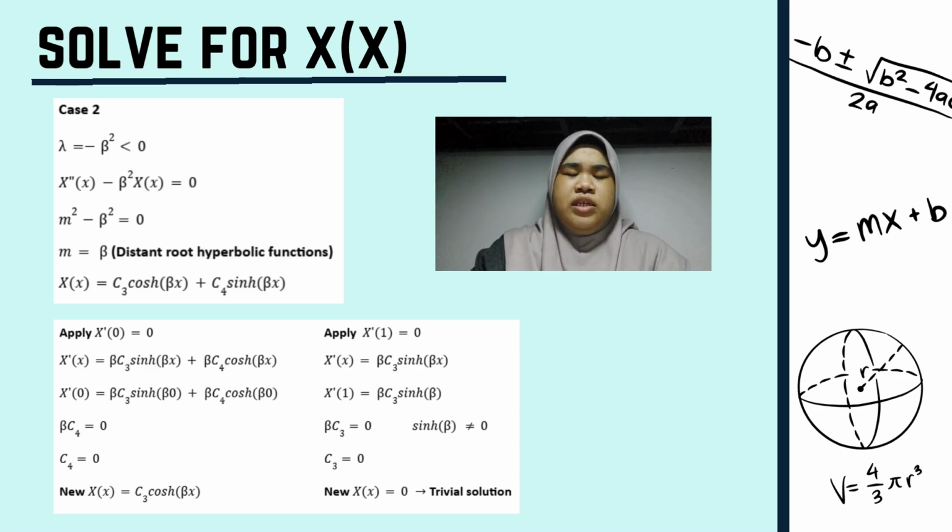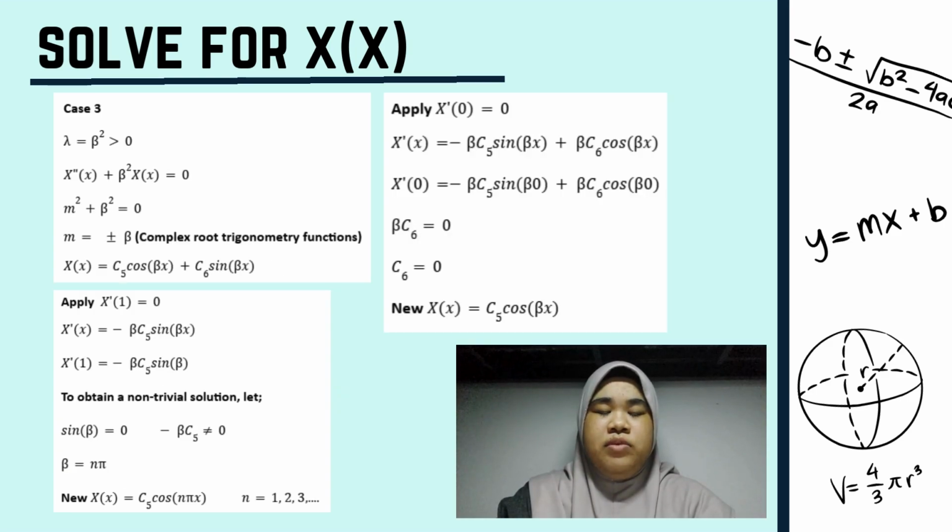And then, same as case 1, we apply our boundary conditions. The first boundary condition is X prime 0 equal to 0, and then we get our new X(x) is c3 cos beta x. Next, our other boundary condition is X prime 1 equal to 0, and then our new X(x) is 0, which leads us to a trivial solution.